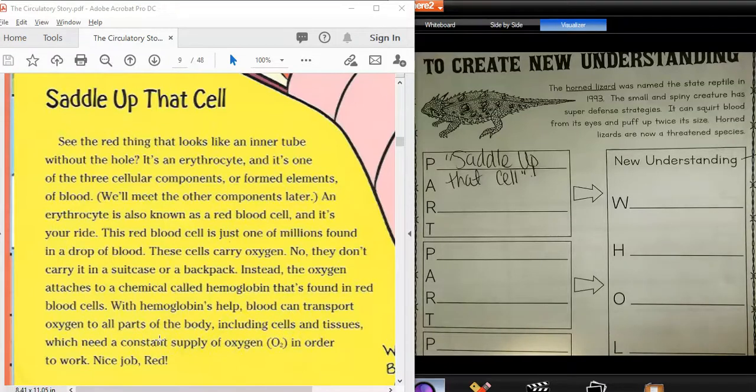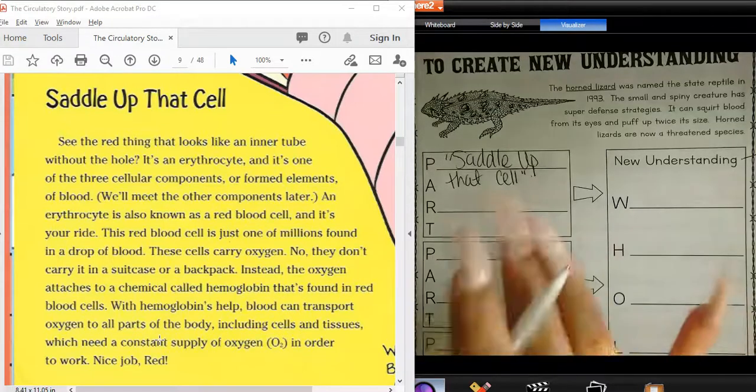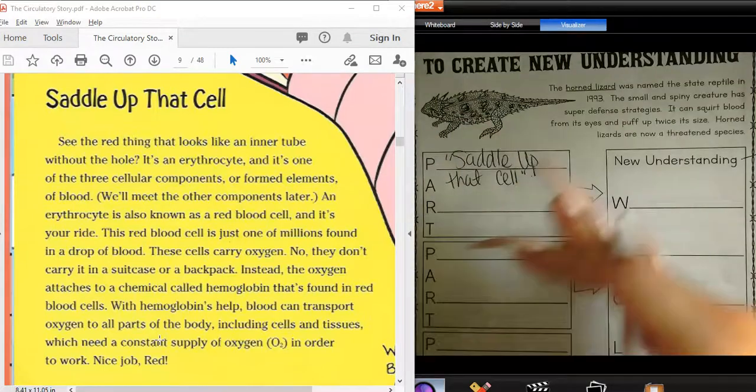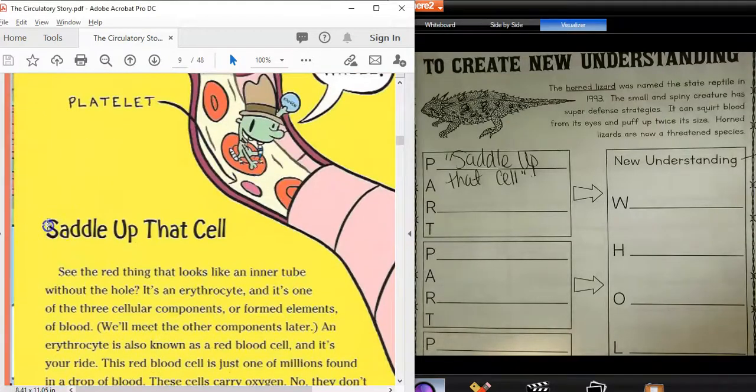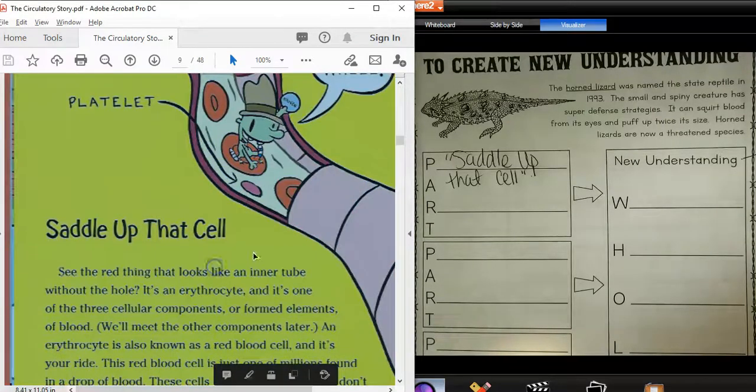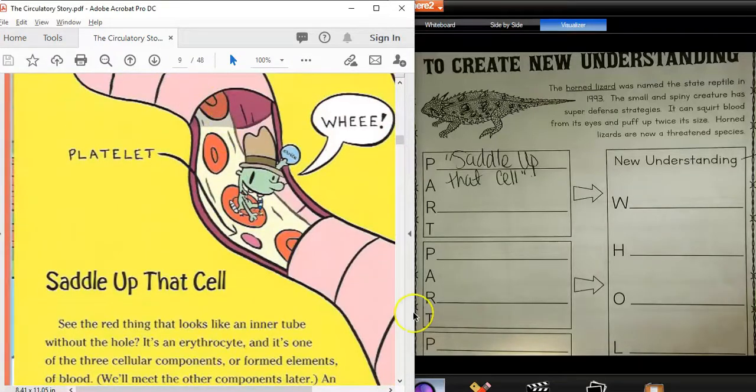Nice job, Red. Okay, boys and girls, so we're only going to get important information. What is this whole section about? What is it mostly about? I even talked about it in the heading. It showed me an illustration. So what is it mostly about? It's about red blood cells.